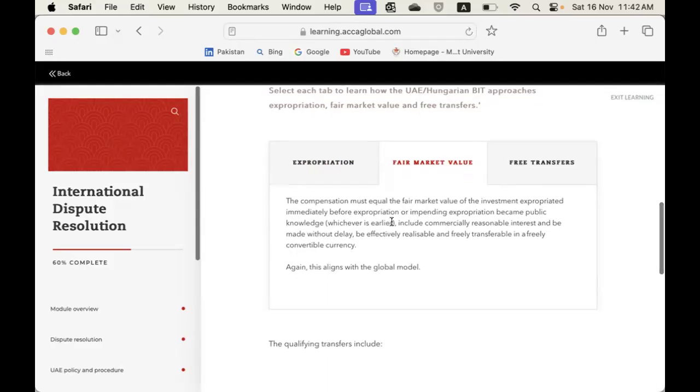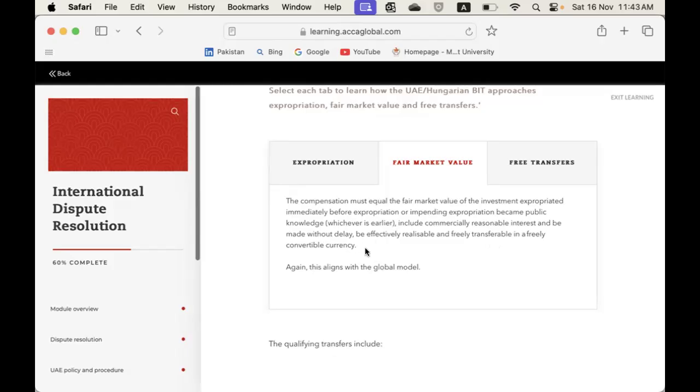Why is this clause there? Because once the knowledge becomes available to the market that an expropriation is about to be executed, the market value of the shares will drop. So the right reference point would be the normal stage of the investment where there was no such issue of expropriation highlighted. It must include commercially reasonable interest and be made without delay, be effectively realizable and freely transferable in freely convertible currency.